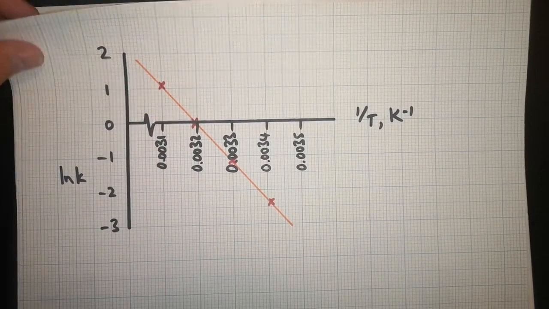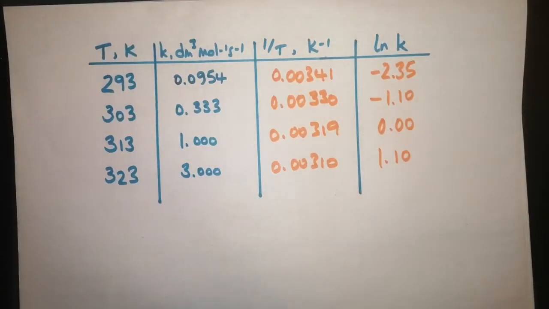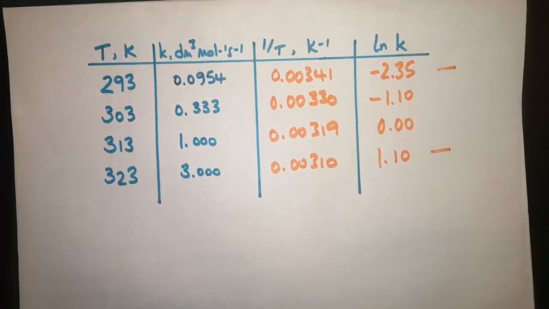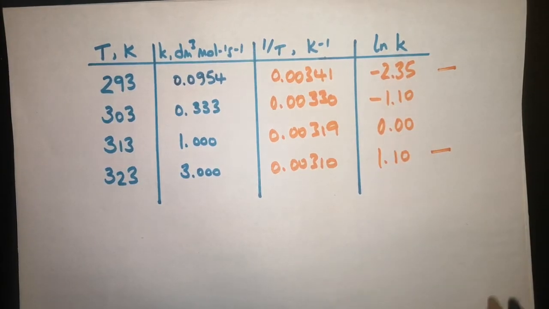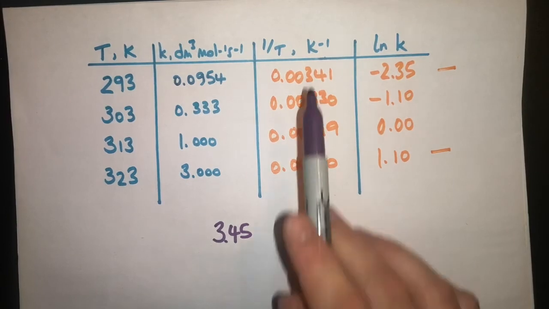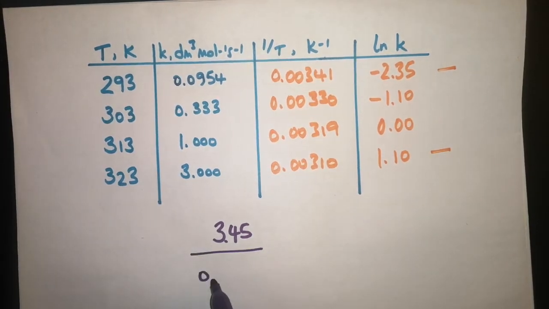So if I go back to my data, I'm going to use the first and the fourth point to calculate my gradient. So my difference in y is the difference between the first ln k and the last. So the difference here is 3.45. And the difference in my x value, 1 over T, between the first and the last is 0.00031.